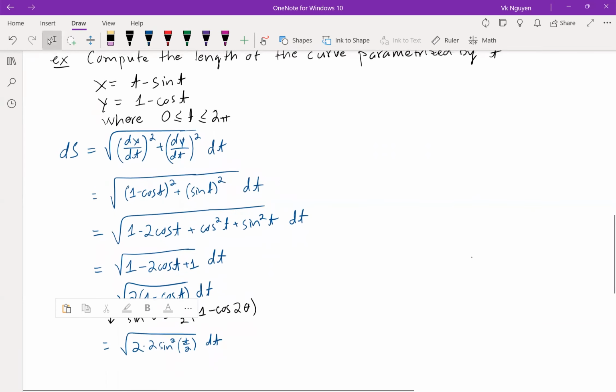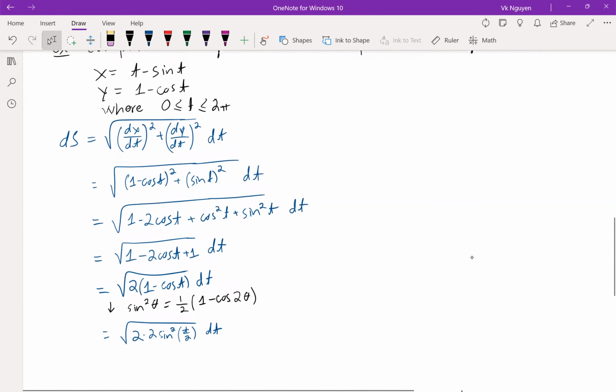And now you can see that root 4 is 2, right? And then sine of t over 2, if you do the substitution, you will see that t goes from 0 to pi, and sine of a function from 0 to pi is positive. So we don't need to use the absolute value. 2 sine t over 2 dt. Very cool.